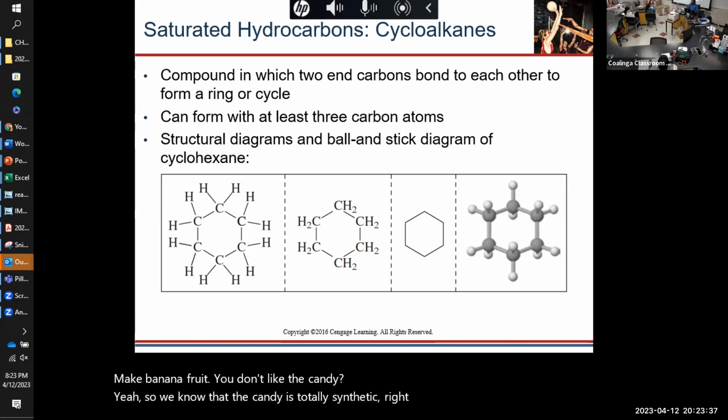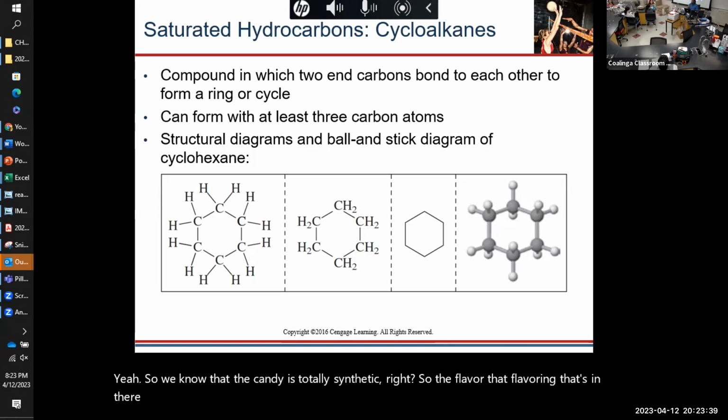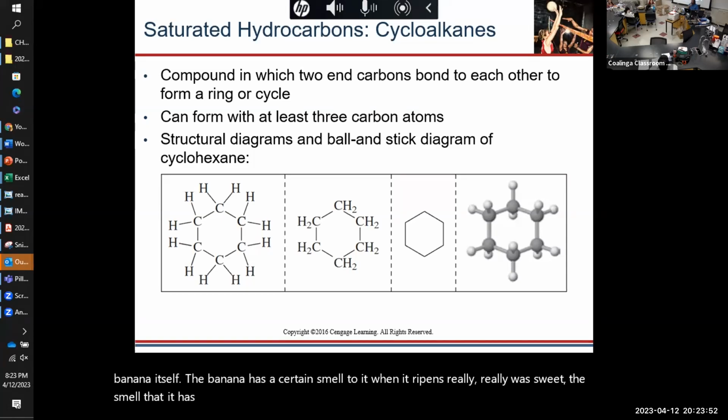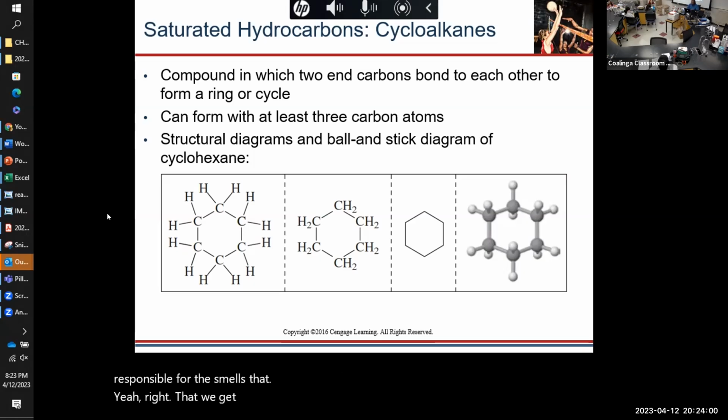So the flavoring that's in there is also an aromatic flavor. The smell that it gives is also an aromatic smell. In the banana itself, the banana has a certain smell to it. It's really sweet, so that's also a ring structure. A lot of the ring structures are going to be responsible for the smells that we have. And we will call those aromatic alkanes or aromatic hydrocarbons.